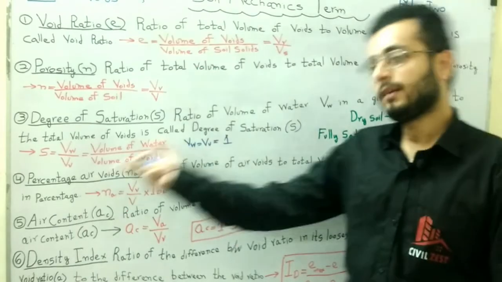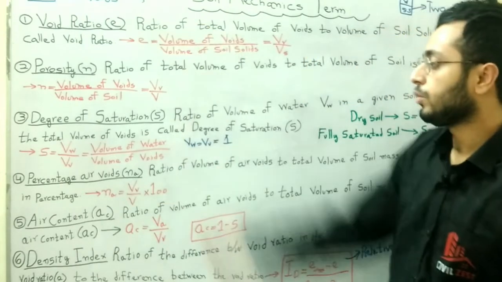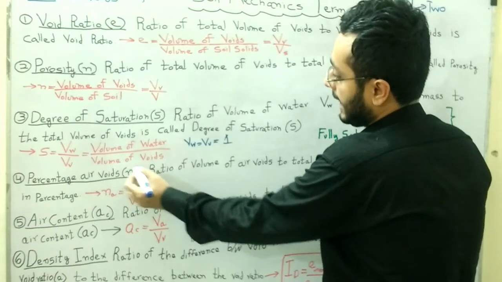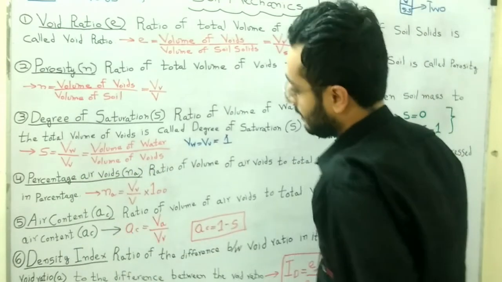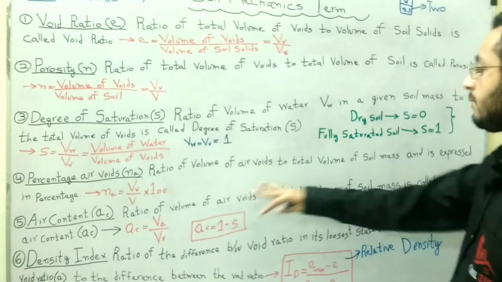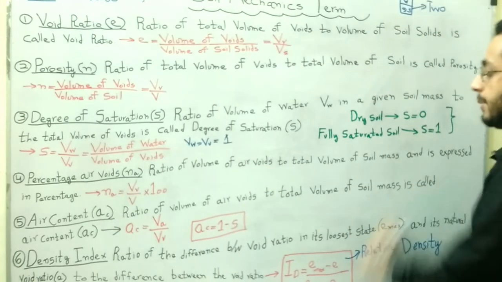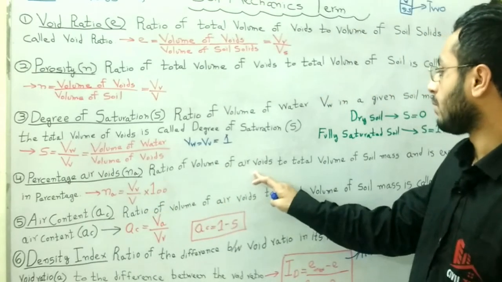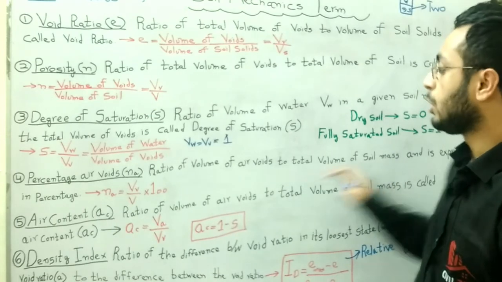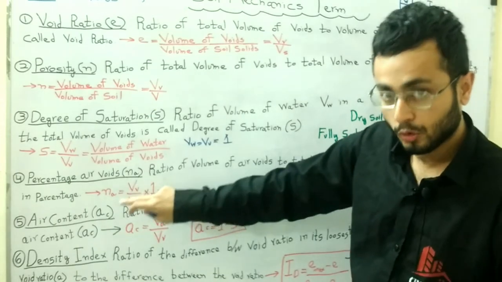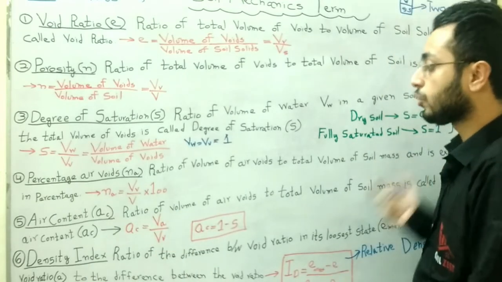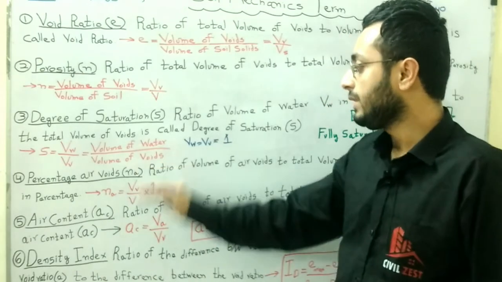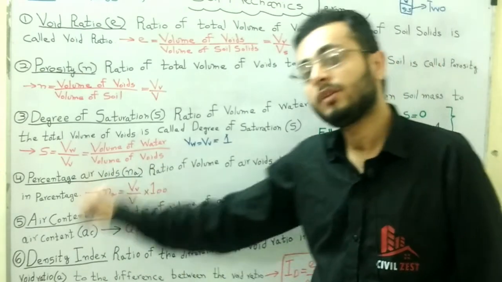Next is the concept of percentage air voids. Like other terms, you can see its definition. First of all, it is represented by n or eta a. Na is the symbol of percentage air voids: the ratio of volume of air voids to the volume of soil mass, expressed in percentage. So volume of air voids is used in the numerator, and the total volume of soil mass in the denominator. So basically, VA divided by V multiplied by 100, because it is always expressed in percentage.